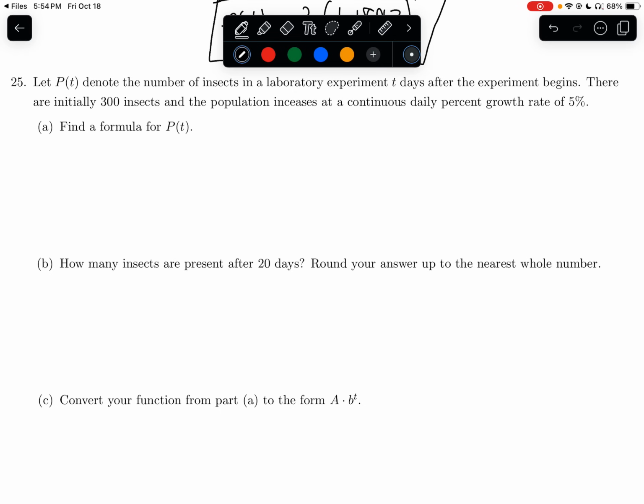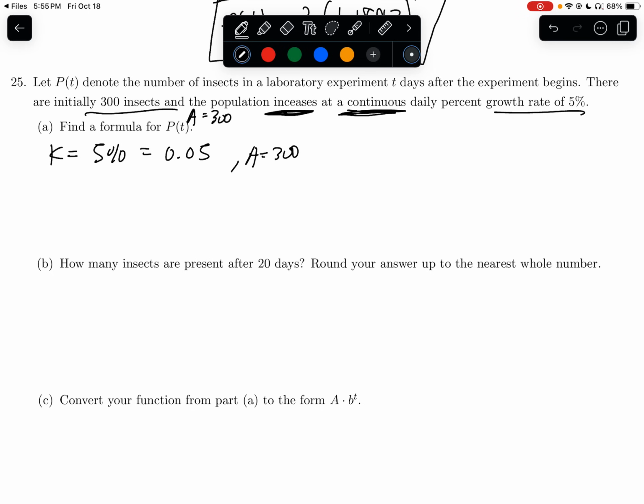Here, P of t denotes the number of insects after an experiment begins. There's initially 300, so A is 300, it's the initial value. The population increases at a continuous daily percent growth rate of 5%. All of these are really important. So we know that k is positive 5%, or 0.05. And A is 300, that's the initial value, and so the function is 300 e to the power of 0.05t.